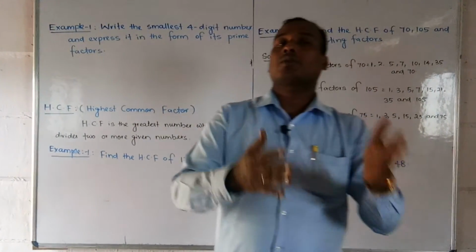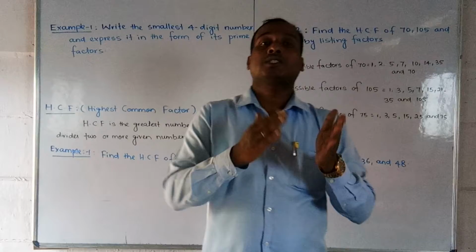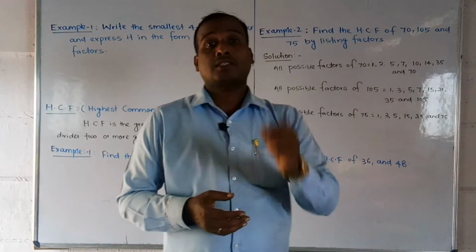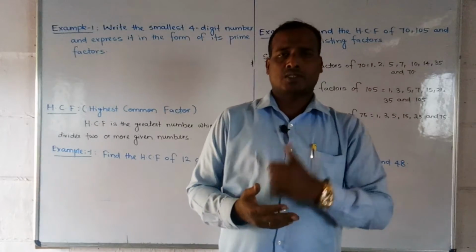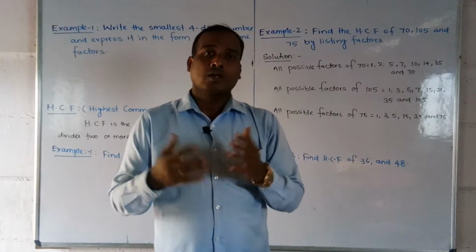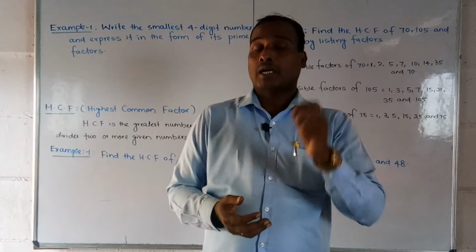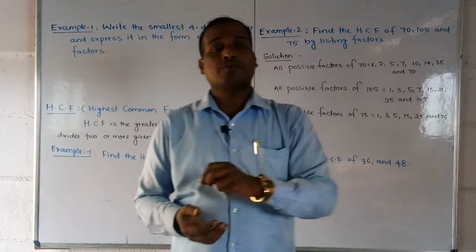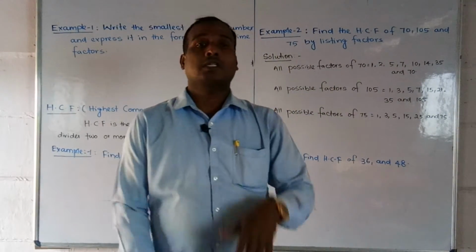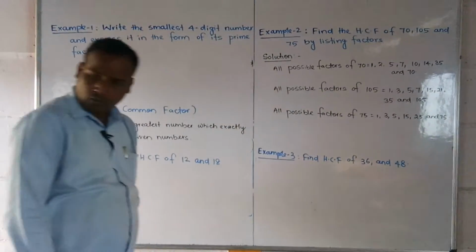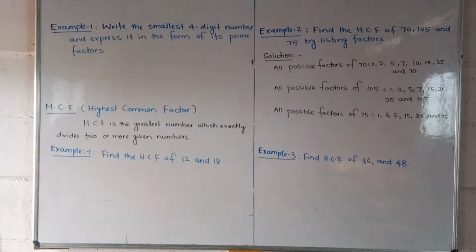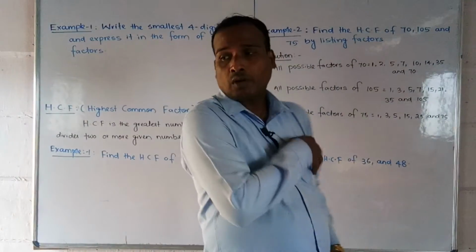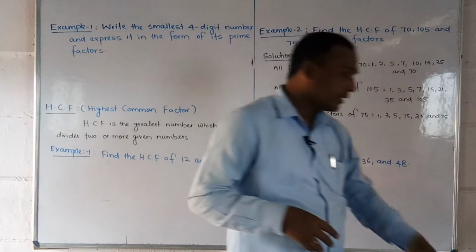So today we are going to learn what the HCF, or the highest common factor, of the given numbers is. It may be 2 numbers, maybe 3 numbers. So let us see how we should find the highest common factor, or HCF, of 2 numbers or 3 numbers. Look here, students, I will explain about that.